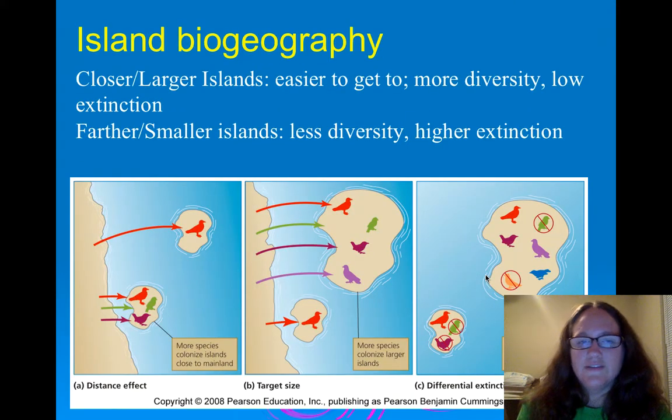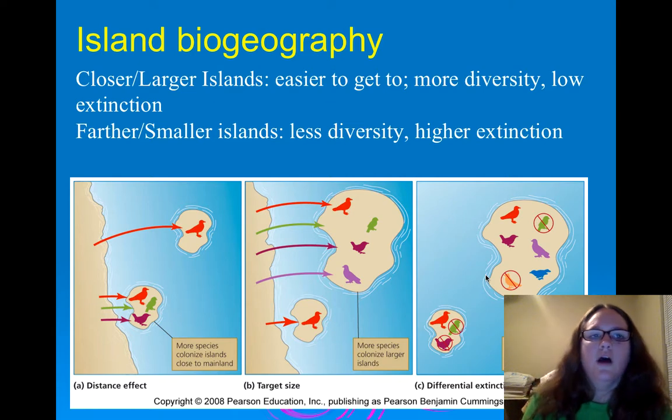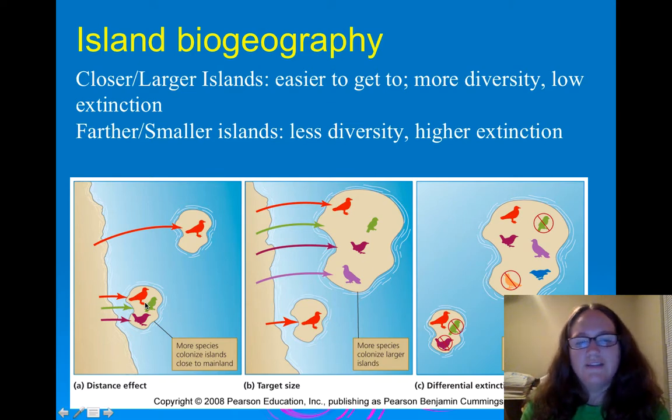So looking at islands, we've talked a little bit about islands already, but typically the closer an island is and the larger it is, the better diversity you're going to have, the more diversity. So in this picture down here, looking at distance, closer islands are going to have more organisms on them than farther away. Kind of makes sense. It's harder to get to farther away. When you look at the size, larger islands are going to have more biodiversity. It's easier to get to a large object than it is to a small one in the ocean. And then your ideal situation would be a large, close island. That one's going to have much higher diversity.